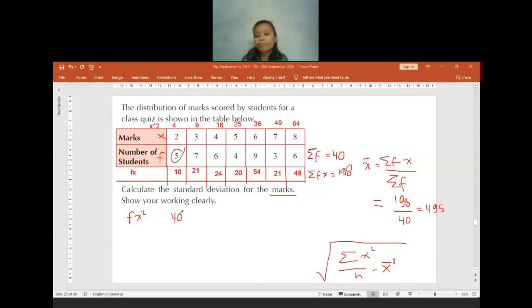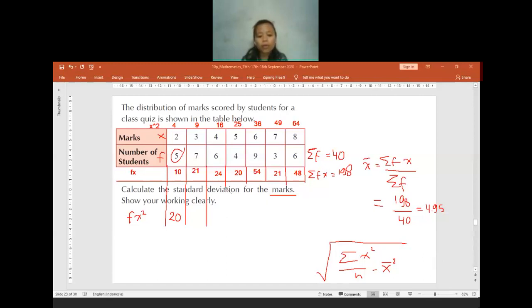Anyone have any confusion if I write 40 here? Oh, not 40, sorry, 20. Anyone have any confusion if I write 20? No. How do I get 20? Can you tell me how I get 20? Yeah, it will be 4 times 5, correct? Because the x square is 4 and the f is 5.